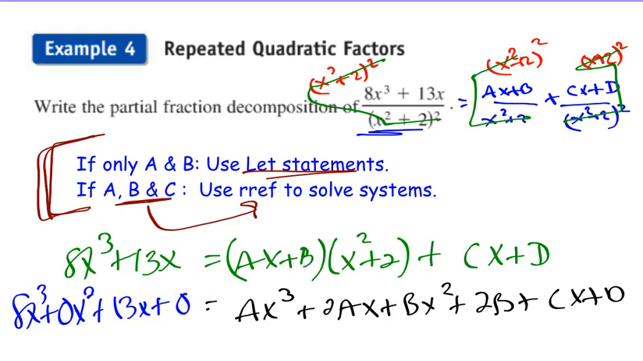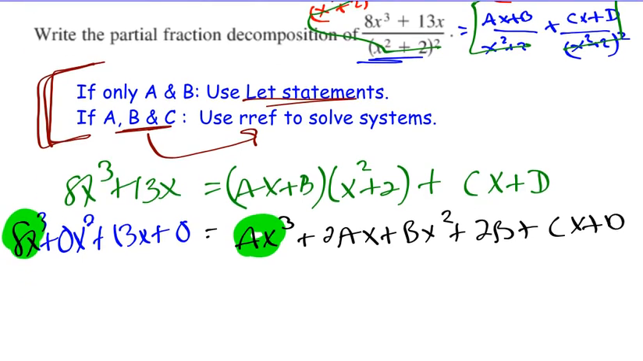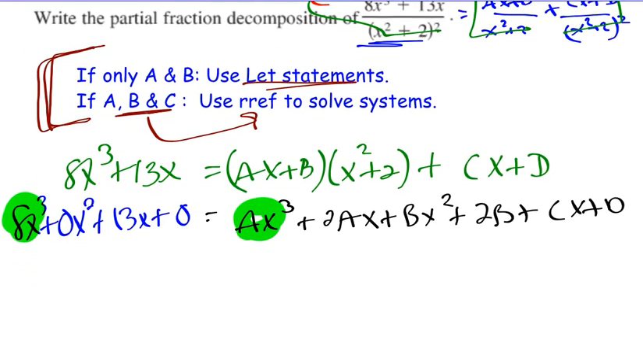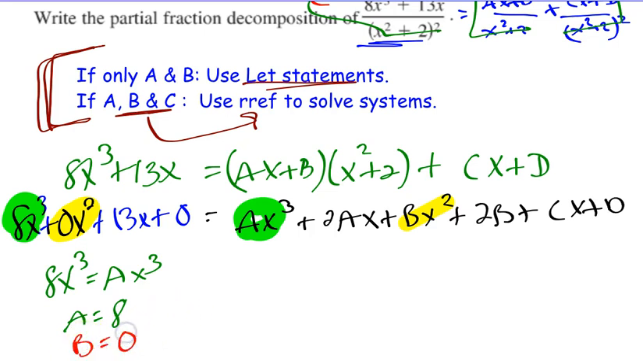So now I'm going to stick my x cubes with my x cubes. If you want to write equations, you can, but I think I can just solve this. 8x cubed equals ax cubed, so a equals 8. My x squared terms, 0 is equal to b. So it looks like b has got to equal 0.